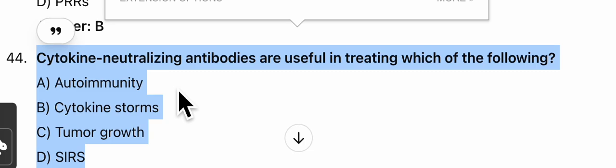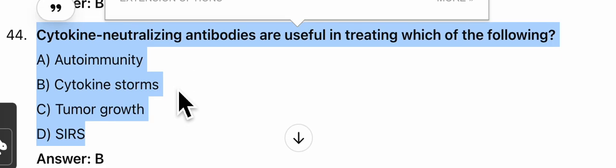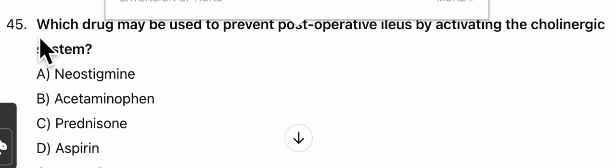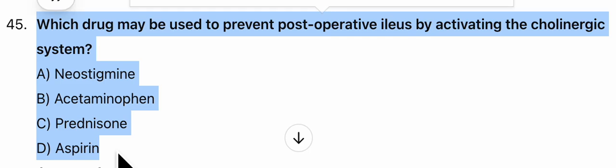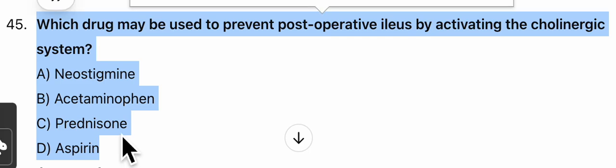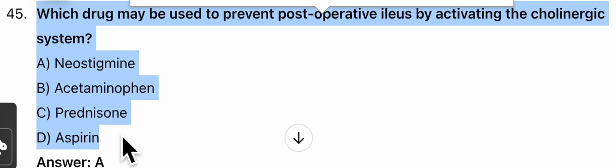Cytokine neutralizing antibodies are useful in treating which of the following? A. Autoimmunity, B. Cytokine storms, C. Tumor growth, D. SIRS.